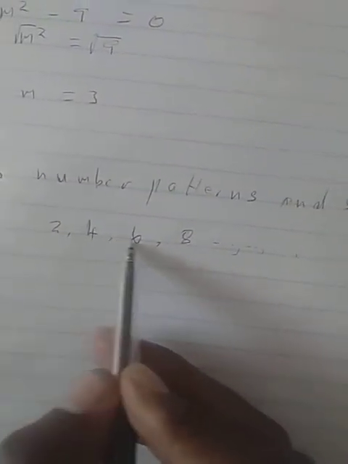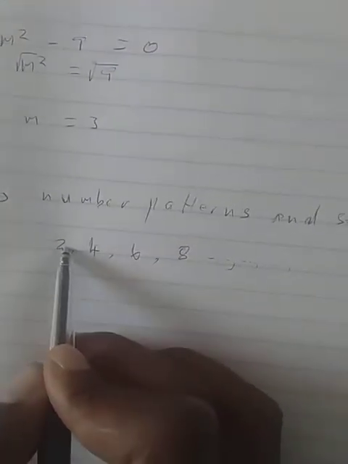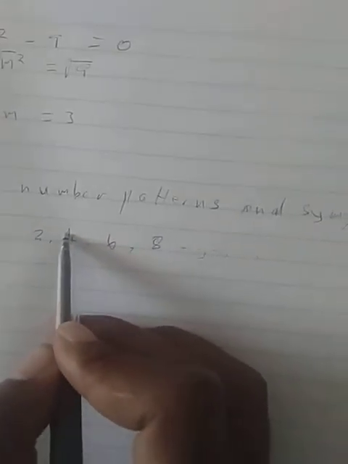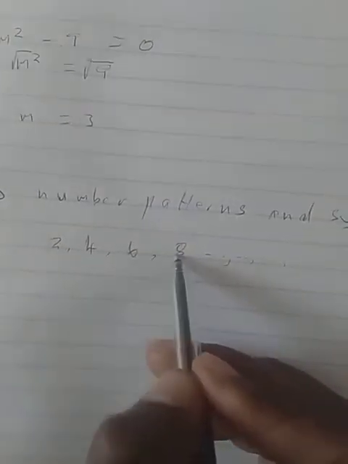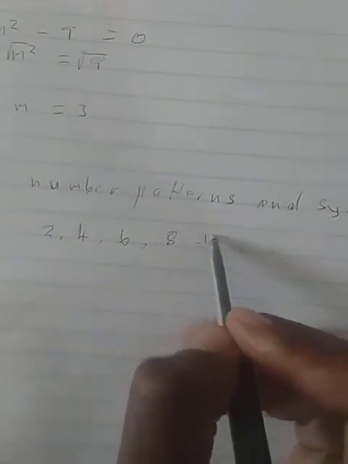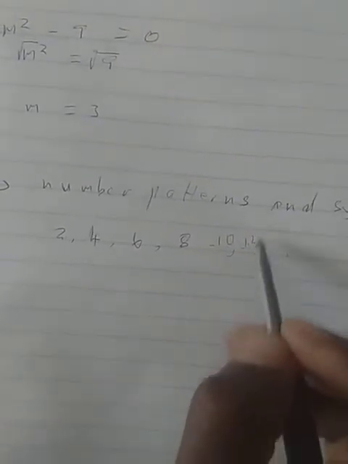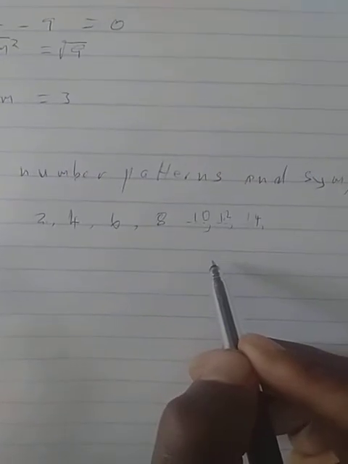Obviously, by looking at the pattern here, to get 4, we add 2, right? To get 6, we add 2 to 4, okay? To get 8, we add again 2, okay? So to get this number, we have to add that 2. So we have 10 here. To get this number, we add 2, we have 12 here. To get this number, we add 2 again, we have 14. Okay, so those are the next 3 terms.